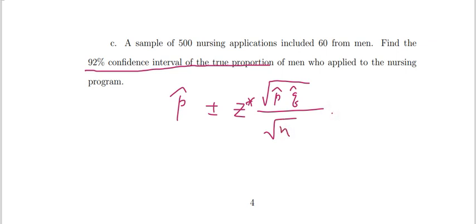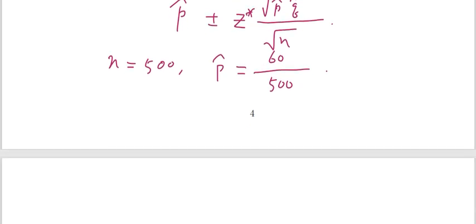So now what is n? n is 500. So what is p hat? P hat equals the number among 560. Then we have q hat, n, p hat, we have everything. So what is z star? We need to check from the table.